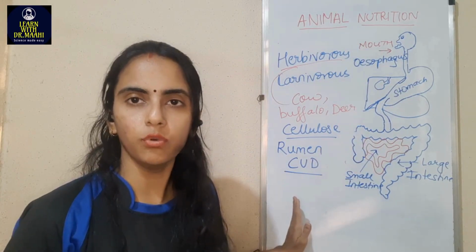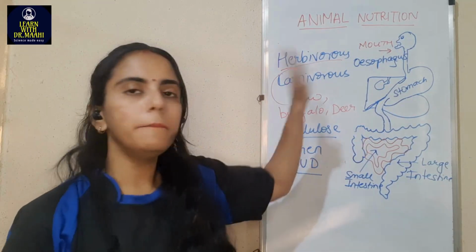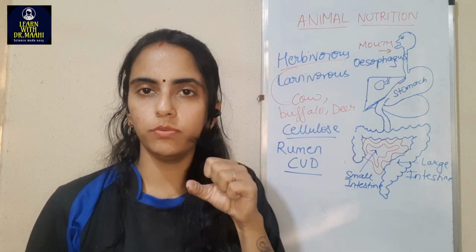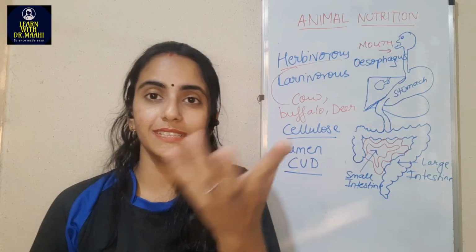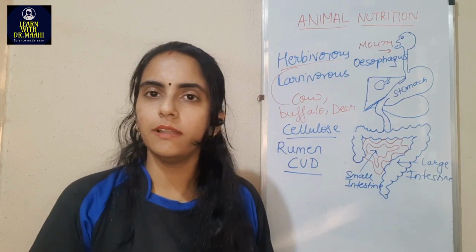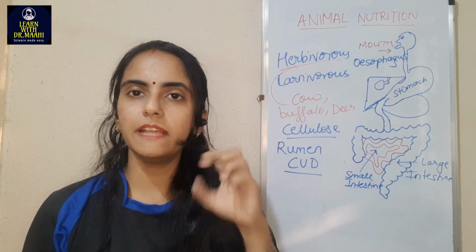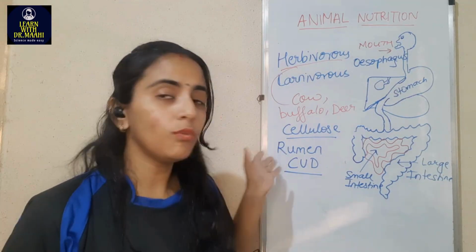Now the cud is in the rumen, right? So they bring this cud back to the mouth, where they chew it again, breaking it into smaller particles. That process you must have observed. Cows are sitting in one place nicely and their mouth is moving. They are chewing something. Okay, so what process are they doing?